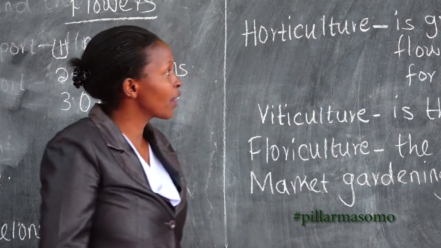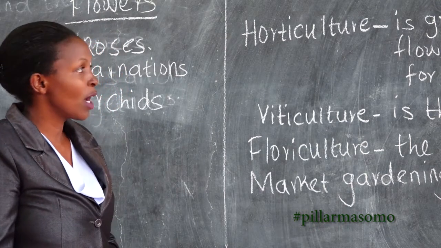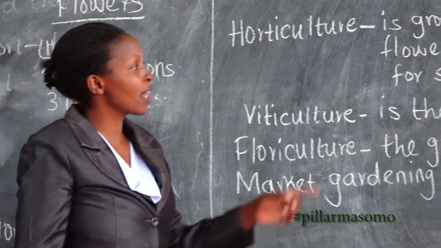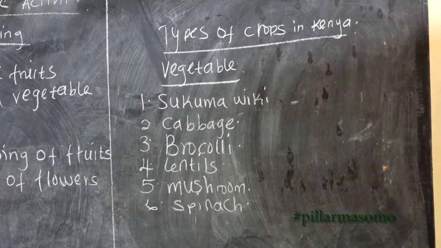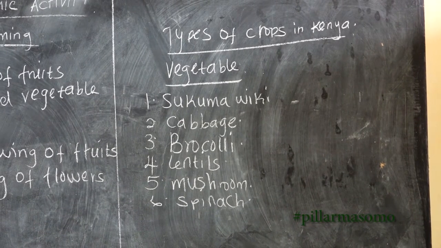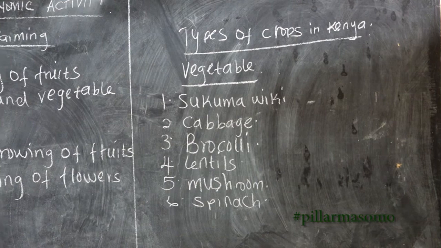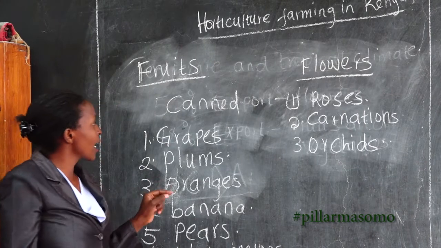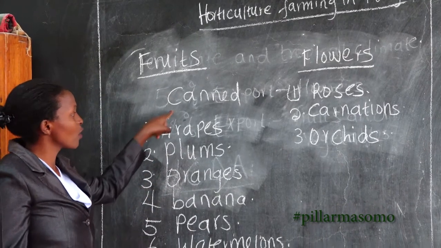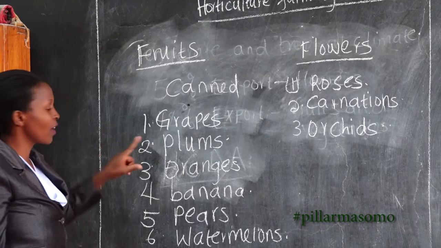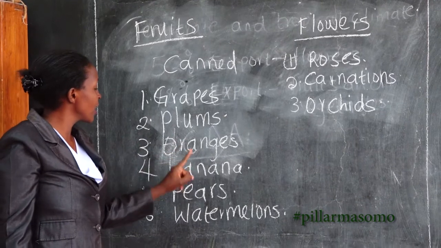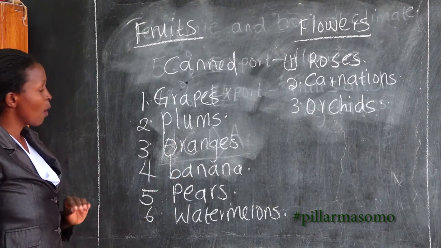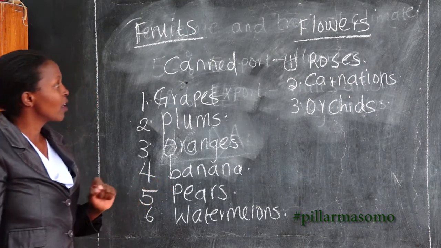Then we have talked of the types of crops that are grown in Kenya. We have started with the vegetables. And these ones are the sukuma wiki, cabbage, broccoli, lentils, mushroom, spinach, and we have so many others. Then also, we have already discussed the fruits. And we have said the fruits are exported to other countries and also they are canned. And we have given good examples of these fruits. We have said the grapes, plums, oranges, bananas, pears, watermelon, and then we have others.